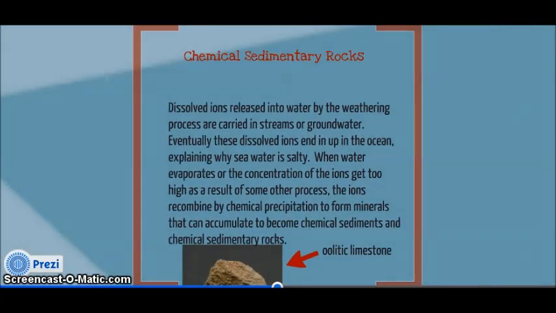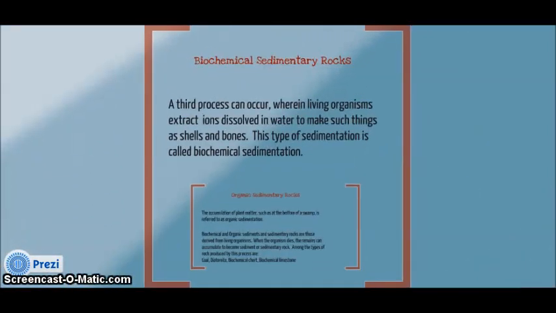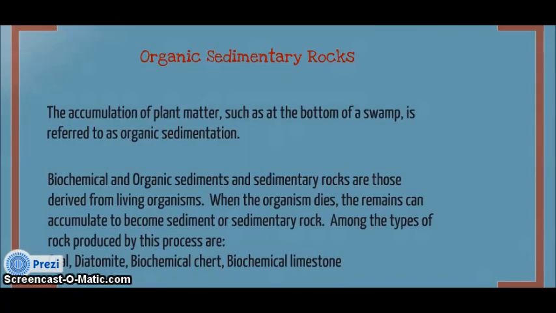Chemical sedimentary rocks are formed when dissolved ions recombine by chemical precipitation to form minerals that accumulate into rocks. Biochemical sedimentary rocks are made when living organisms extract ions dissolved in the water to make things like shells and bones. Organic sedimentary rocks form when plant matter accumulates at the bottom of bodies of water.